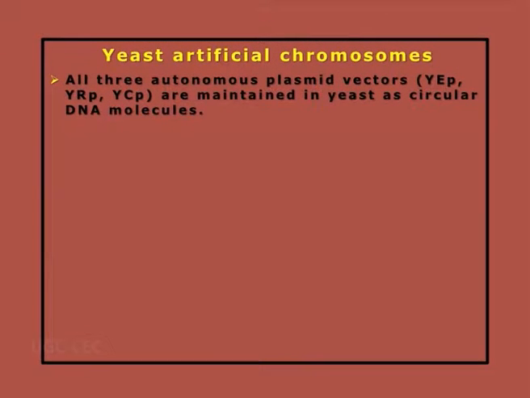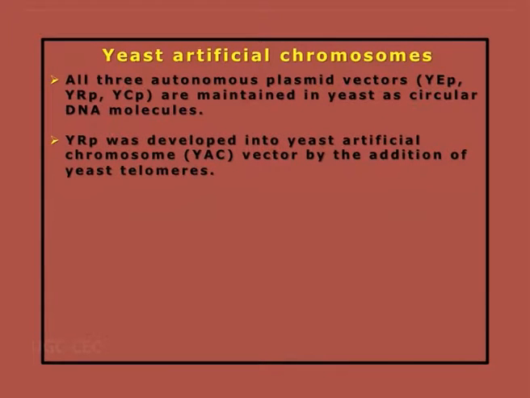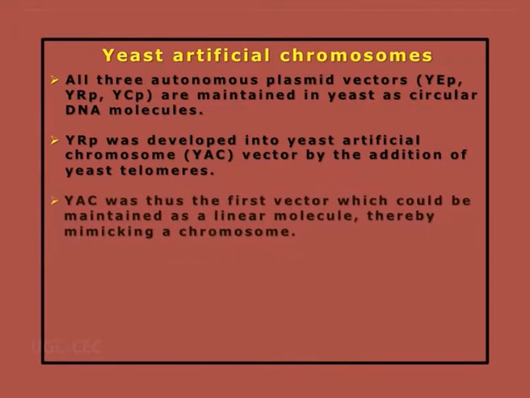And now we are coming to the final one, called yeast artificial chromosomes, or YACs. YACs were developed into yeast artificial vectors by the addition of yeast telomere sequences within the yeast centromere plasmids. So YAC was the first vector which could be maintained as a linear molecule. The rest of the yeast vectors are all circular.